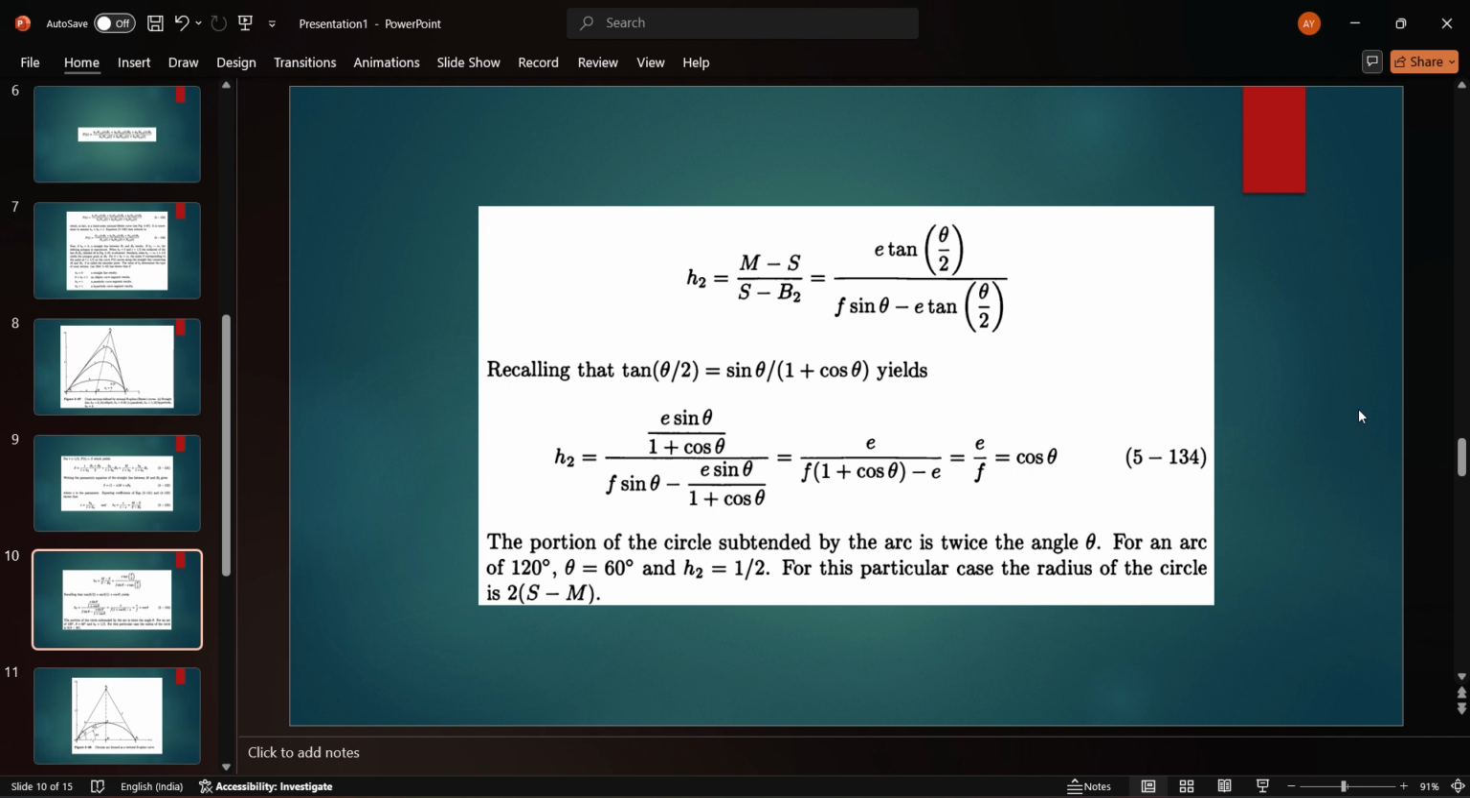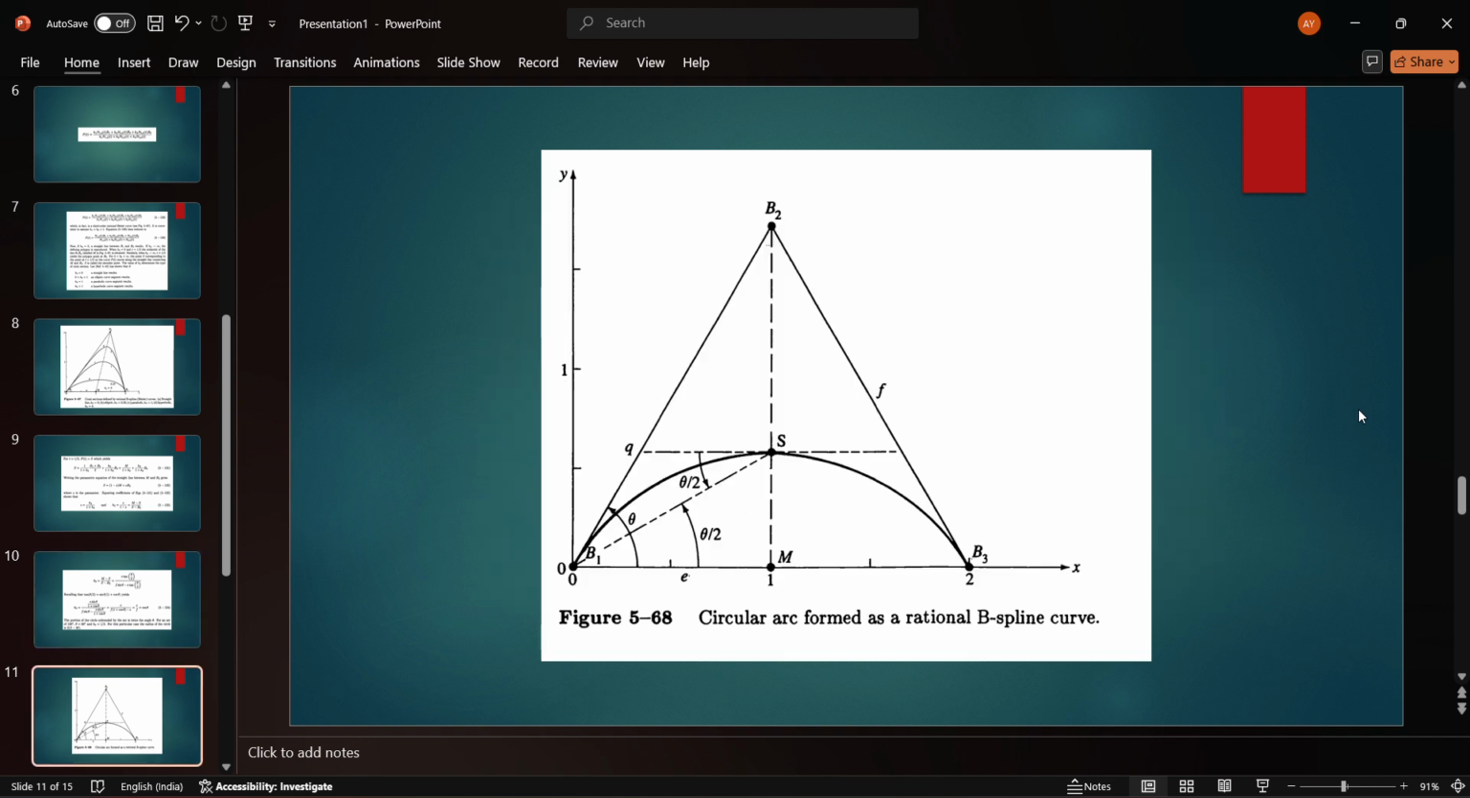So suppose the portion of the circle subtended by the arc is twice the angle theta. So if an arc is 120 degrees, then theta would be 60 degrees. Then cos 60 degrees is equal to 1 by 2. So h2 will be 1 by 2. Then the radius of the circle is 2 times capital S minus capital M.